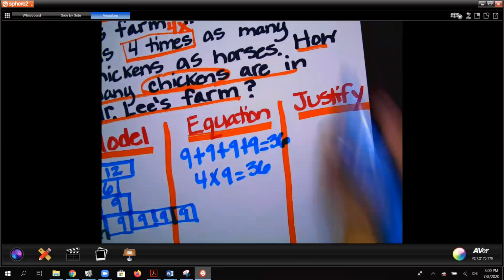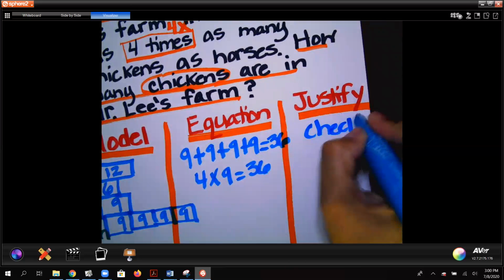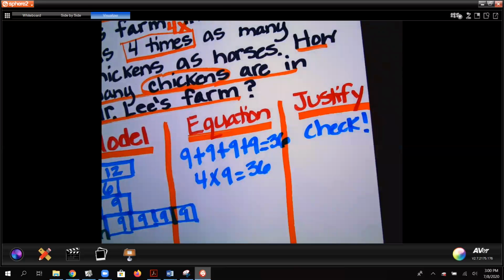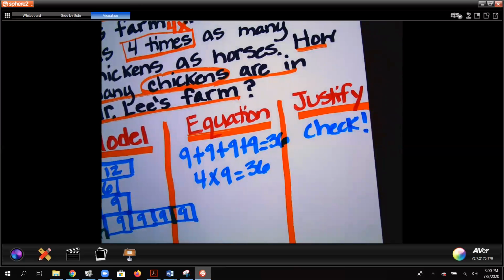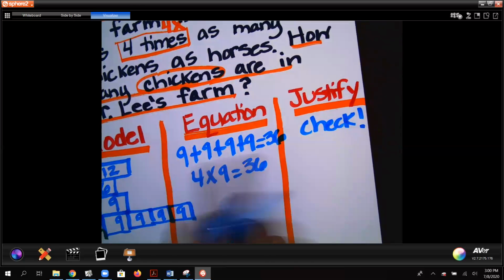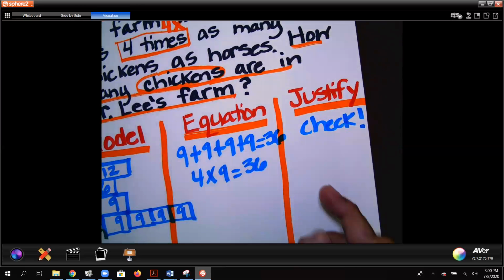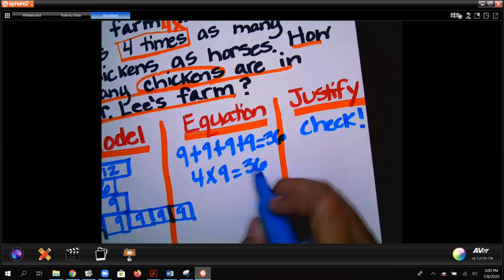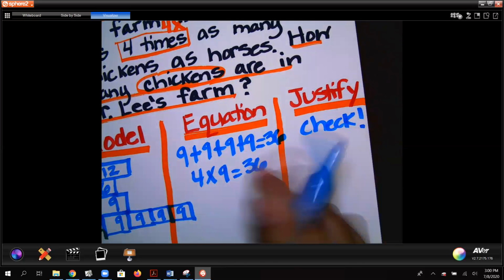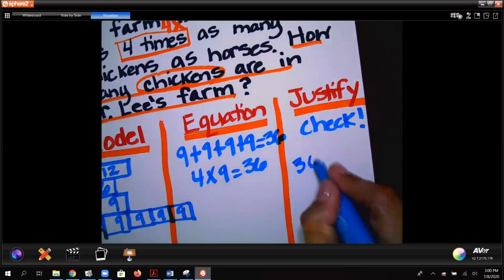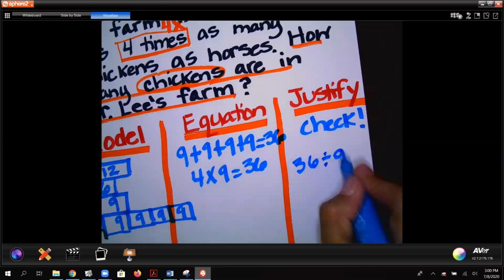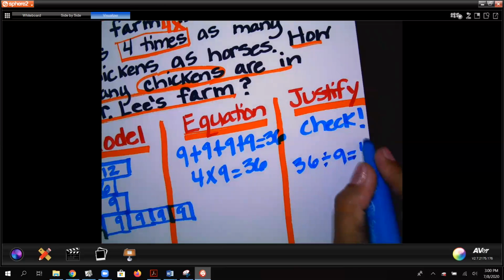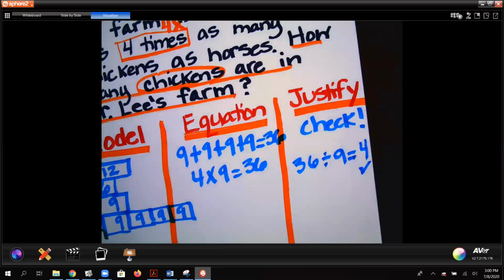Justify, that just means to check. Check your work. I know that 4 times 9 is 36, but let's go ahead and double check that. We actually checked it over here by using repeated addition. You can use a different model to check, or you can use your fact families, which is another model. You can work backwards. I know that 36 divided by 9 equals 4. And I check that work to make sure it's correct.